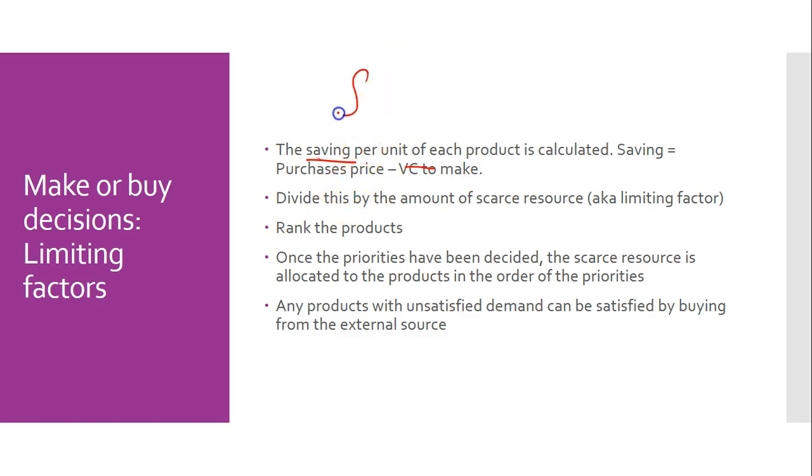So the focus is, how much are we actually saving by making it in-house? But because we have a scarce resource, we can't just take the raw figure. We have to say, what's the saving per scarce resource? The one that's giving us the greatest savings, we make in-house. The one that's giving us the least savings, we buy from outside. So divide these savings by the amount of scarce resource, then rank the products, and then you can allocate the scarce resource to the products, and any products with unsatisfied demand can be bought from the external source.